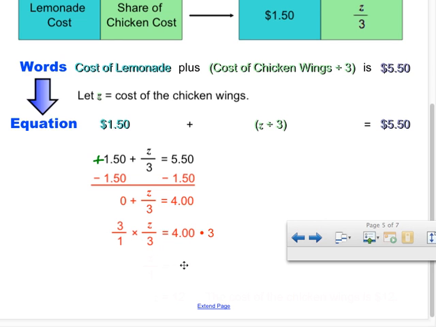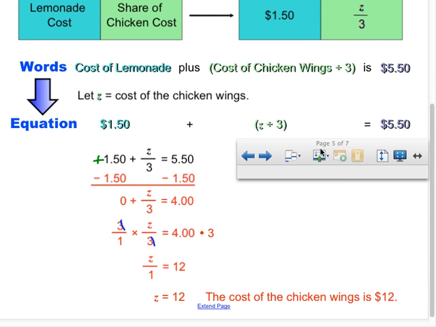Right. So do you guys see how I got this step right here? 3 over 1 times z over 3. Do you guys understand that? And then we know that we can cross-cancel. And by cross-canceling, this becomes a 1 and this becomes a 1. So what does that side simplify to? Not 1z. It simplifies to z over 1. Or you could say 1z over 1. That works. And then 4 times 3 is 12. And then the last step, what's z divided by 1? Just going to be z. So the bucket of chicken wings costs $12.